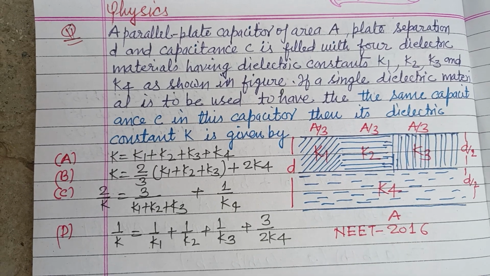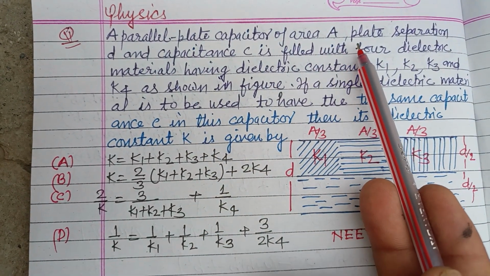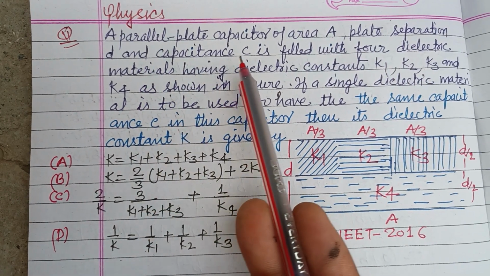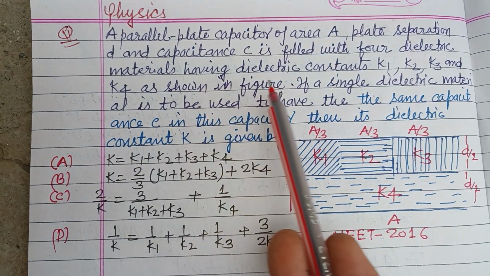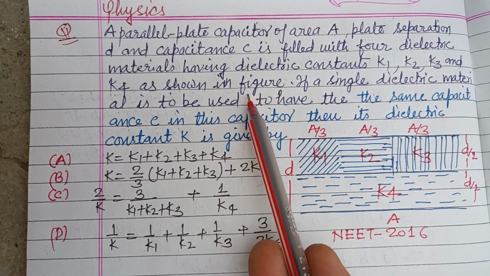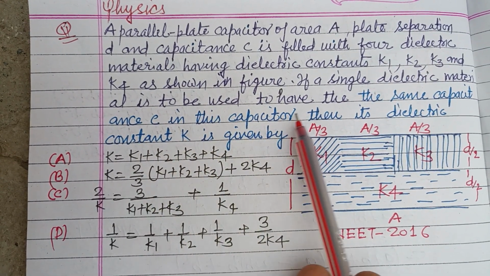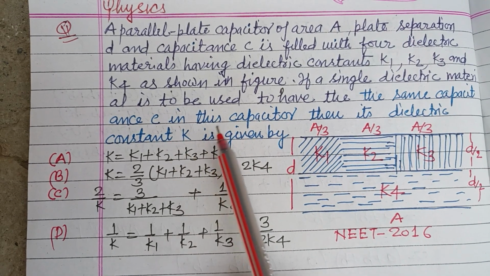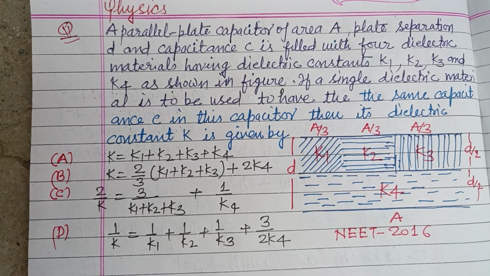This is a question from NEET 2016. A parallel plate capacitor of area A, plate separation D and capacitance C is filled with four dielectric materials having dielectric constants K1, K2, K3 and K4 as shown in the figure. If a single dielectric material is to be used to have the same capacitance C in the capacitor, then its dielectric constant K is given by.